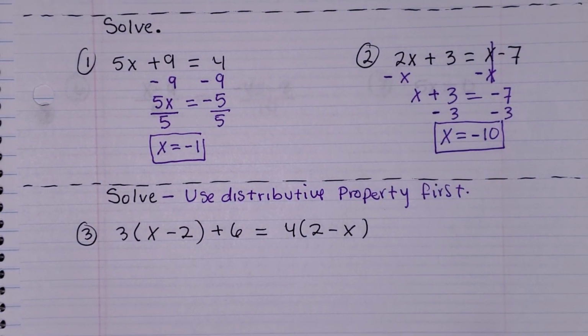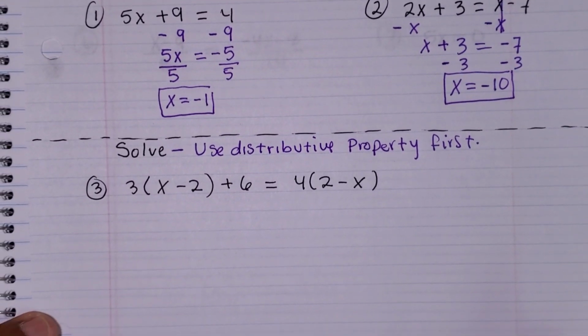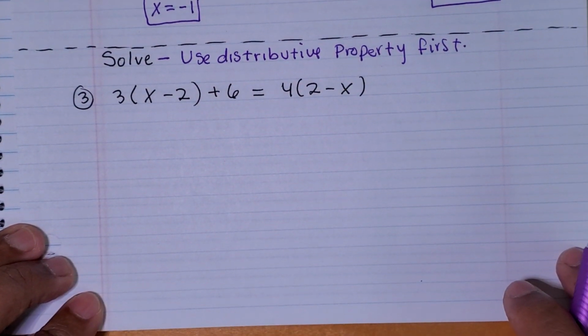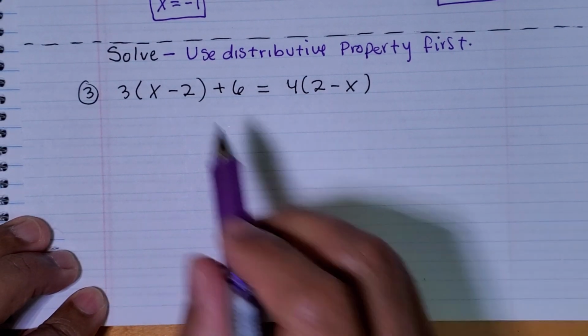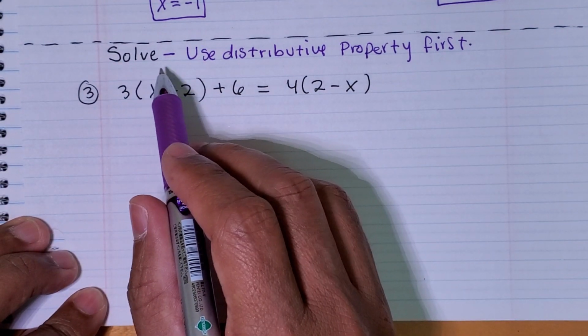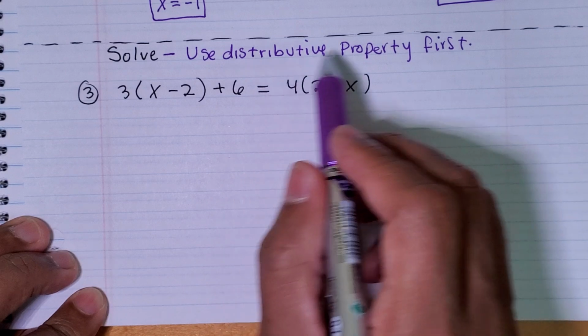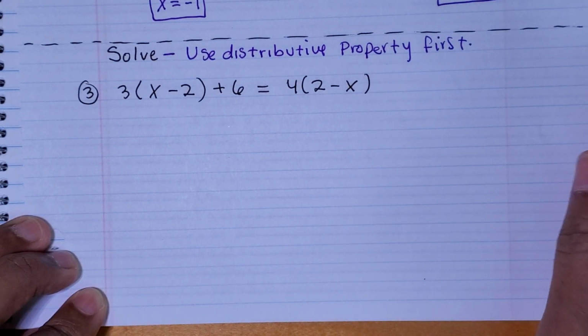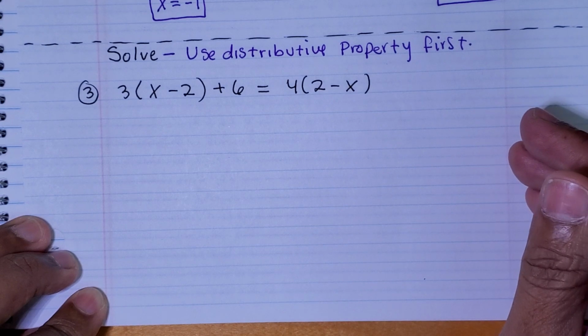All right. Next example. Notice we're getting more advanced here. This is getting more challenging. Okay. So this one is saying not just solve, but we're going to use the distributive property first, and then we'll simplify whatever we need to simplify, and then we'll end up solving the equation.